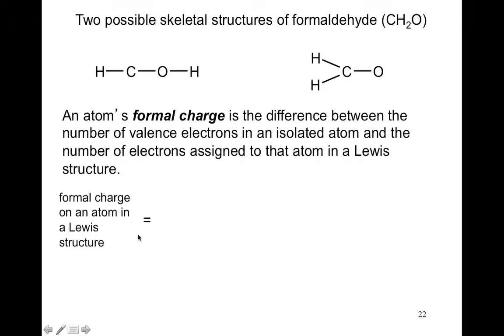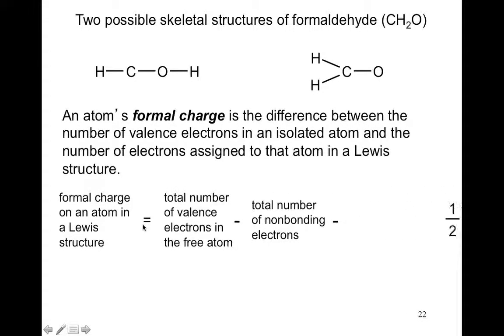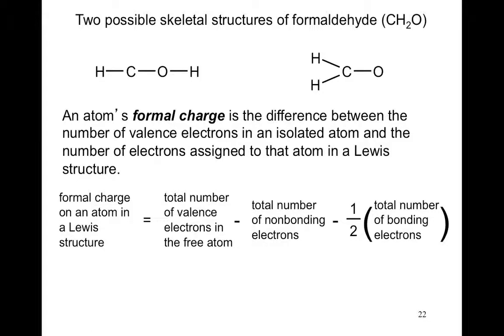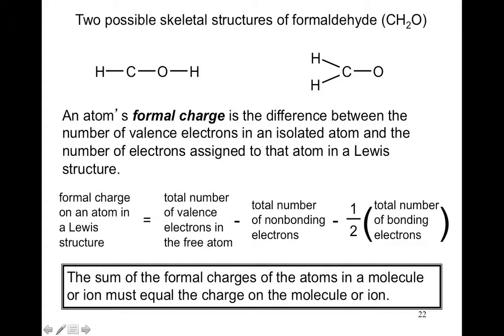So they give you a terribly convoluted formula in which to calculate this, and I'll show you a much simpler way. Their tough way to do it is: the formal charge of an atom in a Lewis structure is equal to the total number of valence electrons in the free atom minus the total number of non-bonding electrons minus 1/2 the total number of bonding electrons. Not a fun thing to calculate. Let me show you an easier way.